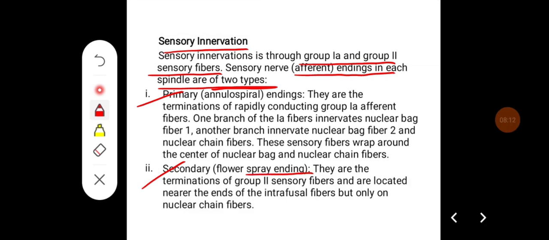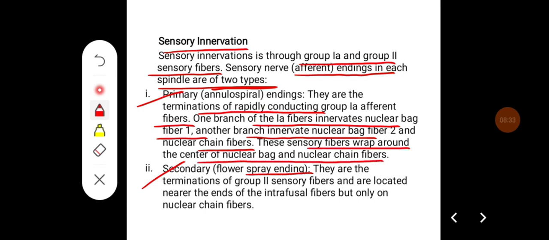Primary endings are the terminations of the rapidly conducting group 1A afferent fibers. One branch of 1A fibers innervates nuclear bag fiber 1, and another branch innervates nuclear bag fiber 2 and the nuclear chain fibers. These sensory nerve fibers wrap around the center of the nuclear bag and nuclear chain fibers. Secondary endings are the terminations of group 2 sensory nerve fibers and are located near the ends of the intrafusal fibers, but only on the nuclear chain fibers.